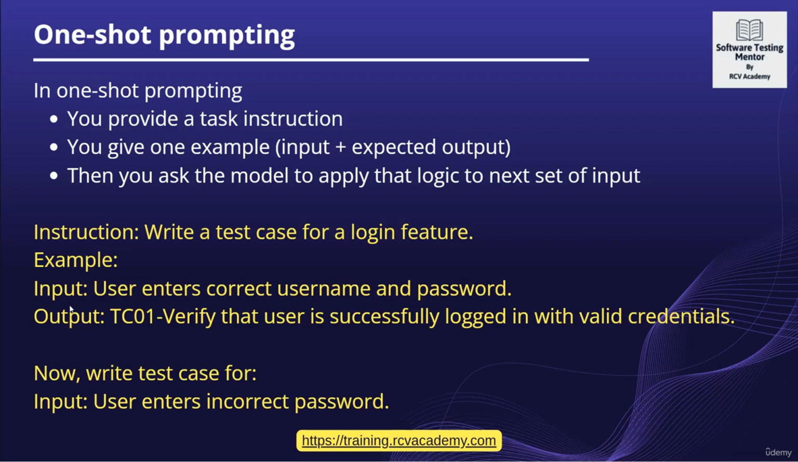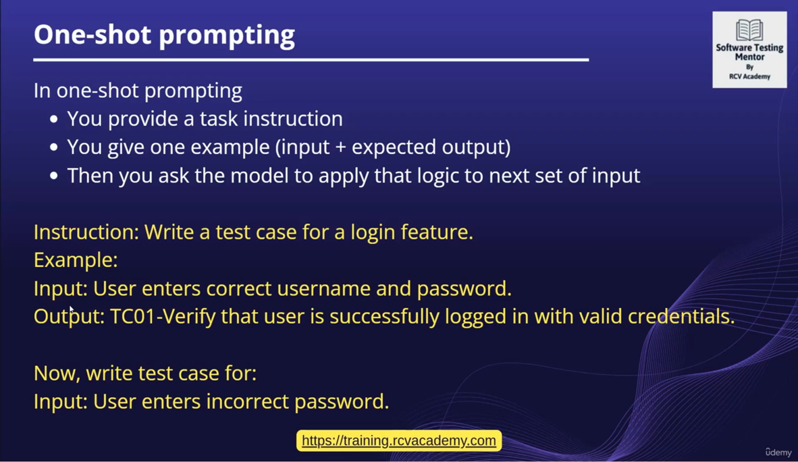Now some of the limitations: sometimes there will be hallucinations, wherein it might not be able to handle complex or edge cases. Then the quality of the output that you are looking for depends on how good your example is. So if your example, your input and output, is very clear, your output will be clearer as well. Then if your instructions are not precise, you might not get a clear answer.